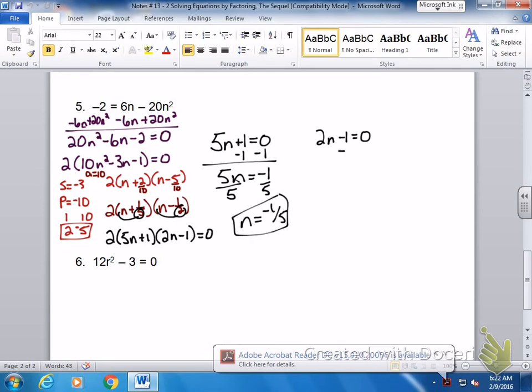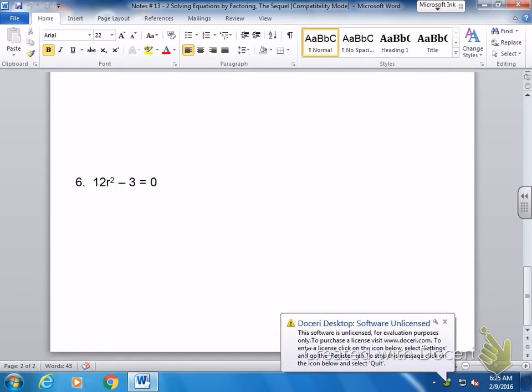Now we go and solve the other one. I add 1 to both sides. I get 2n equals 1. I divide both sides by 2. I get n equals 1/2. All right. Let's go on to the last one. Number 6 is 12r squared minus 3 equals 0.